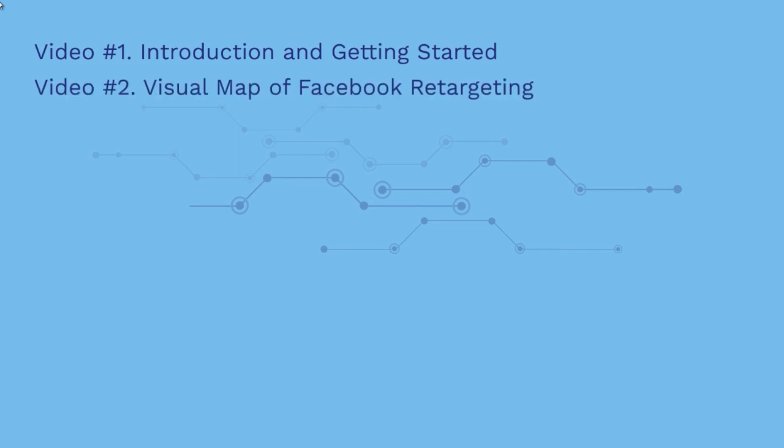Video number 2 is going to be a visual map of Facebook retargeting. What that includes is I'm going to show you how Facebook retargeting works. A lot of times people jump straight into showing you how to set things up. But unless you really understand how everything fits together, what connects to what, it's really going to become confusing. Because if you set things up like an email opt-in retargeting campaign or a blog post campaign, or a purchase retargeting campaign, every one of those is different.